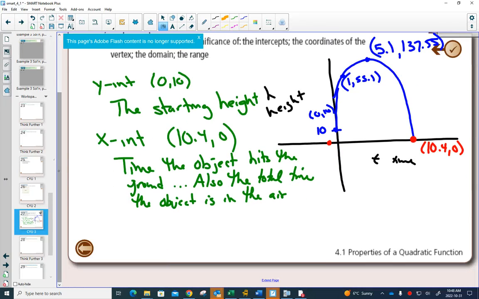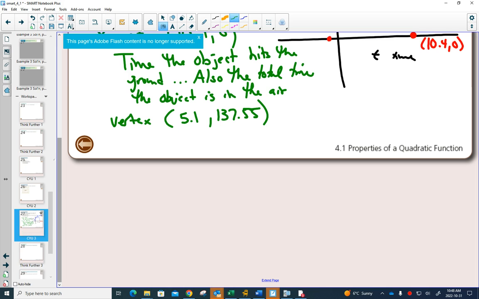Our vertex. Our vertex happened to be 5.1, comma, 137.55. Okay? This part tells us the maximum. That's the max height that that object goes. It goes up 137.5 meters in the air.